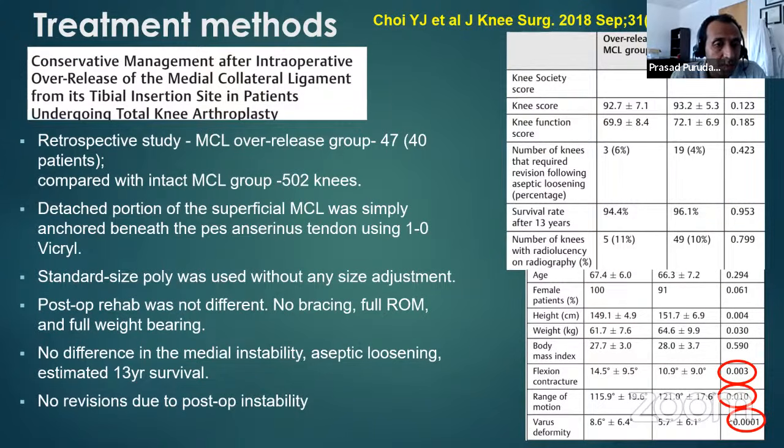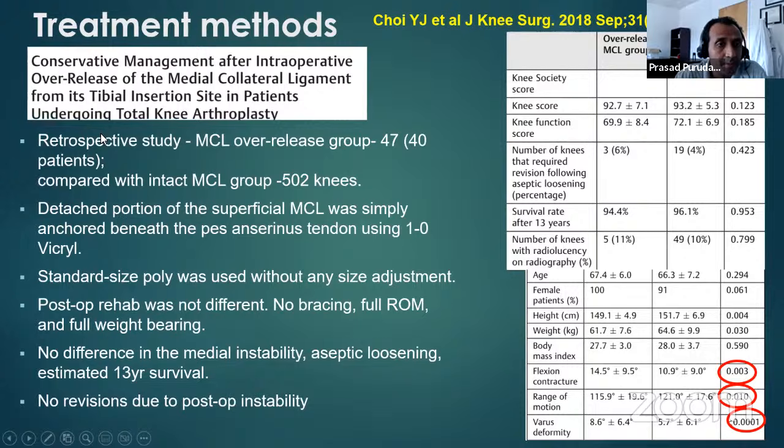Again, these are not common injuries, and there are not several reports; usually the number of cases is in the double digits. So this study, conservative management after intraoperative over release of the medial collateral ligament from its tibial insertion after a total knee arthroplasty, was a retrospective study of MCL over release, and there were 47 knees in 40 patients. They compared this with an intact MCL group, which included 502 knees.